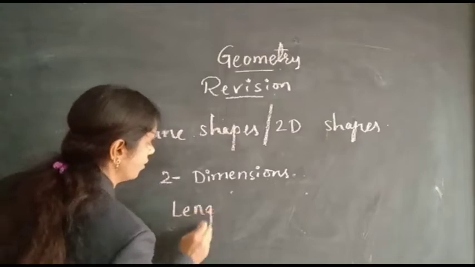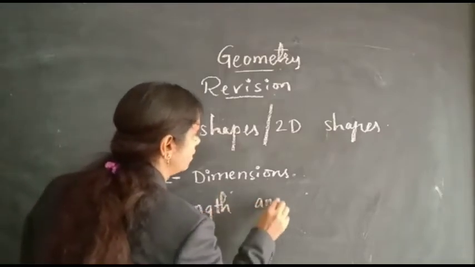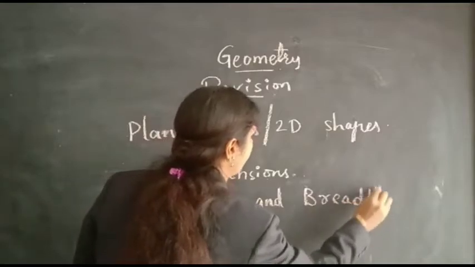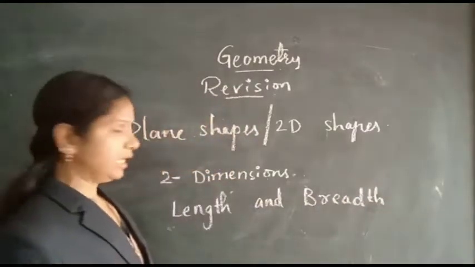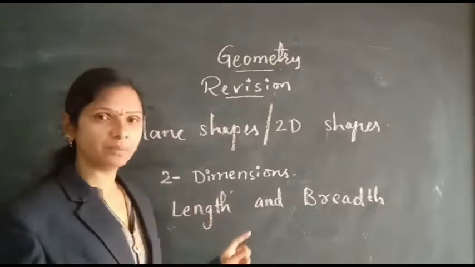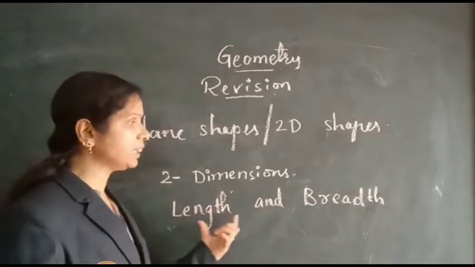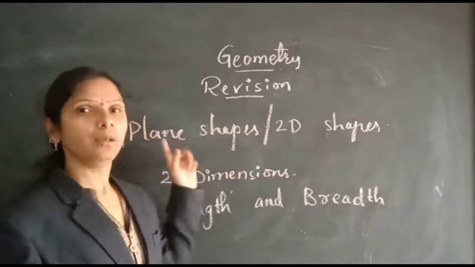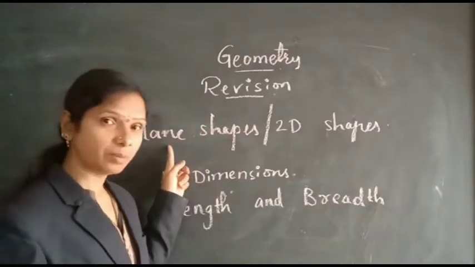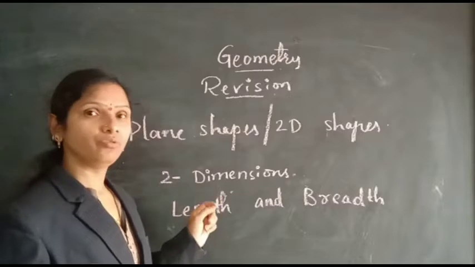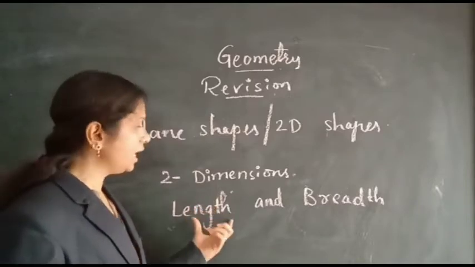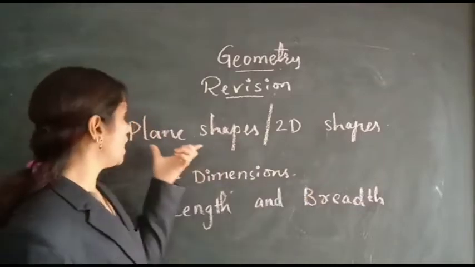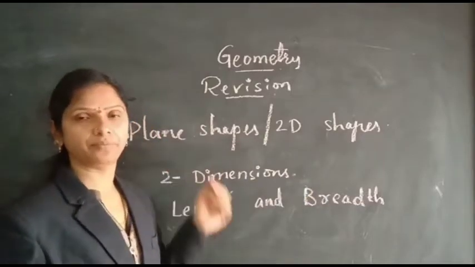Length and breadth. It means the shapes which we measure in length and breadth, those shapes are called 2D shapes or plane shapes. Once again I am repeating, children, the shapes which we measure in length and breadth are called 2D shapes or plane shapes.